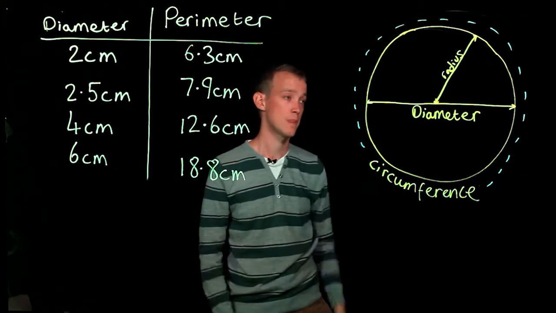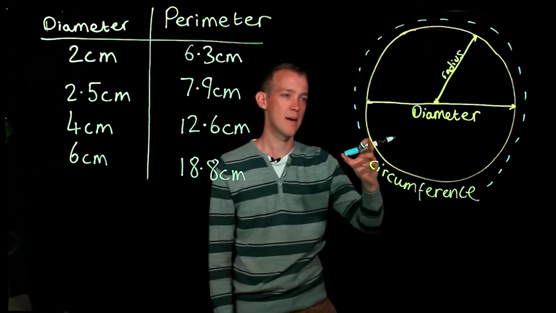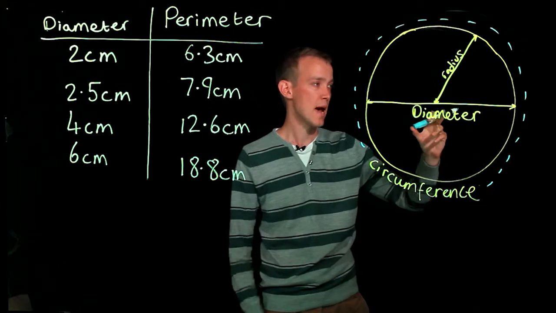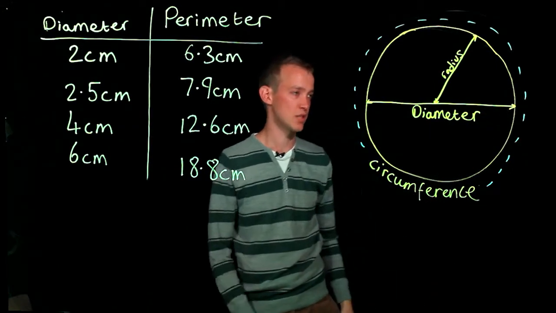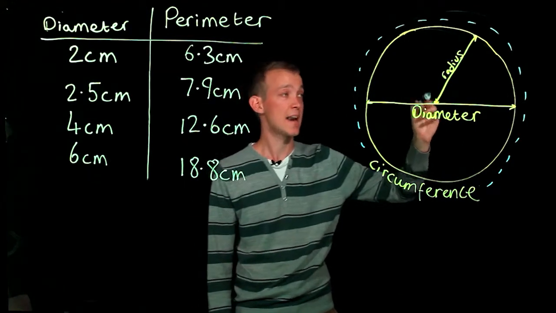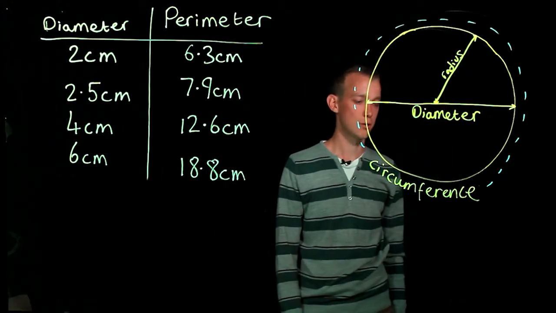I have some other measurements on here as well. The diameter is a straight line which goes straight through the centre of the circle, and it touches the outside of the circle on both sides. And my radius is a straight line which starts at the centre and it hits the outside of a circle.